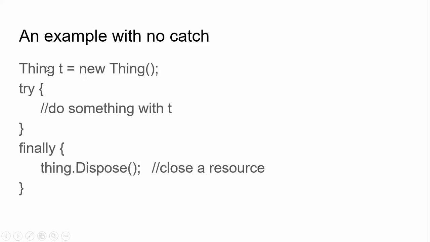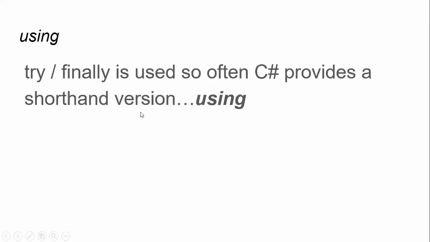So imagine that thing T allocates some resource that needs to be cleaned up. We need to make sure that whether or not an exception occurs, we call its dispose function to close whatever resource. So try finally is a very commonly used syntactic device for making sure that objects have their dispose function called when you're done using them. As I mentioned before, since try finally is so important to make sure that resources get released, there's a shorthand version of try finally, and that is using. Using is syntactically equivalent to try finally.